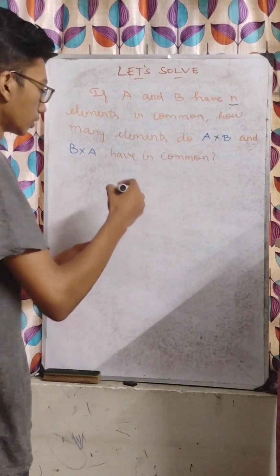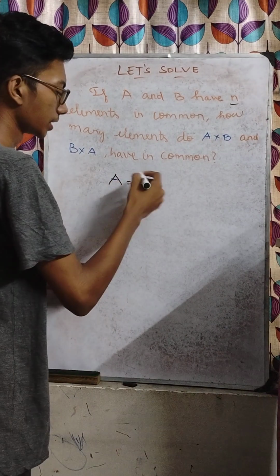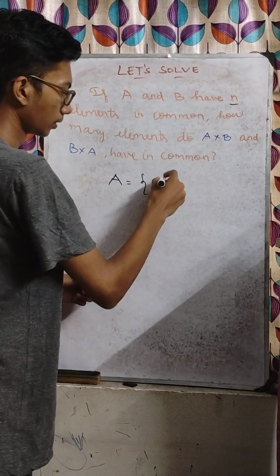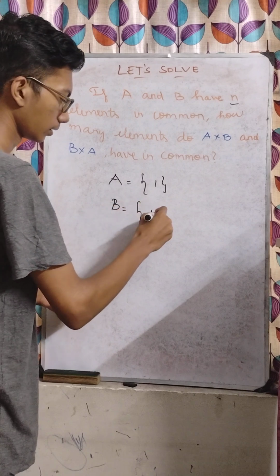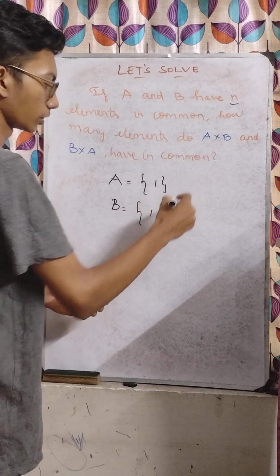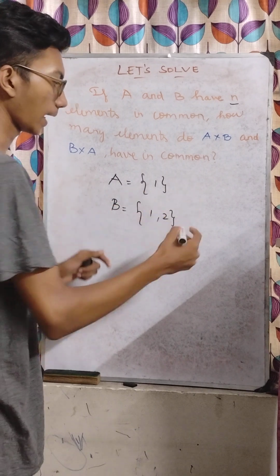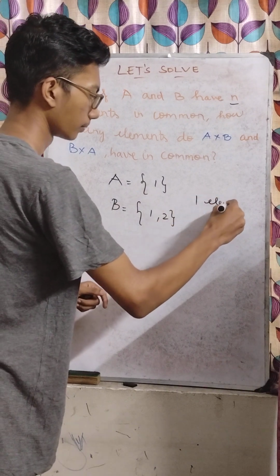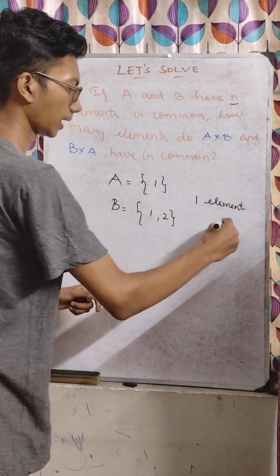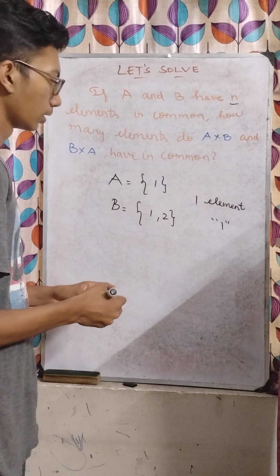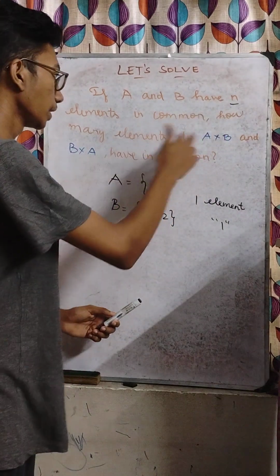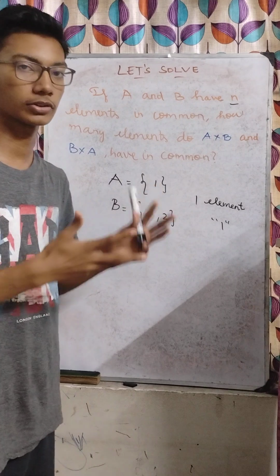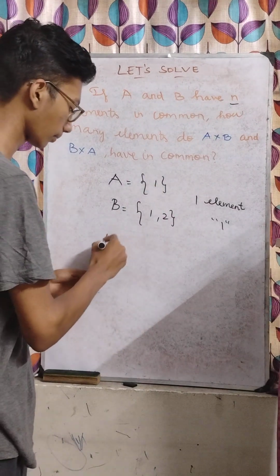So let's take a set A, it has 1. And let's take B as well. So these two, A and B, have one element in common. That is the number 1. So that is the n elements. So if we do A cross B and B cross A, how many elements will be common? We will see from that.